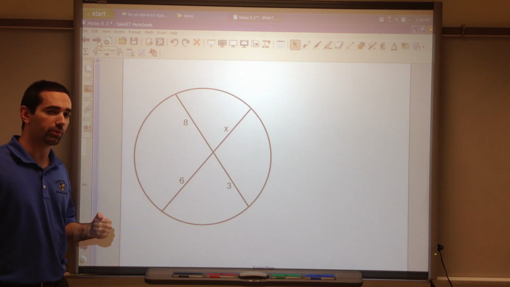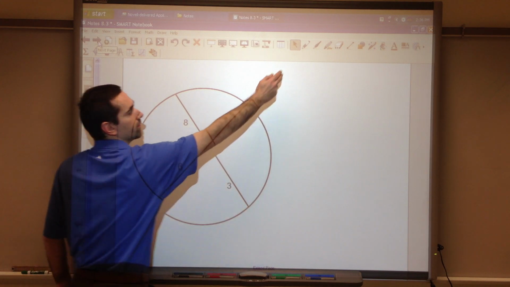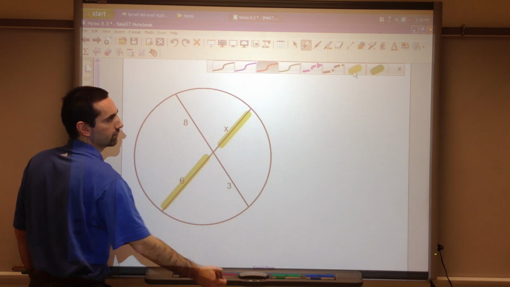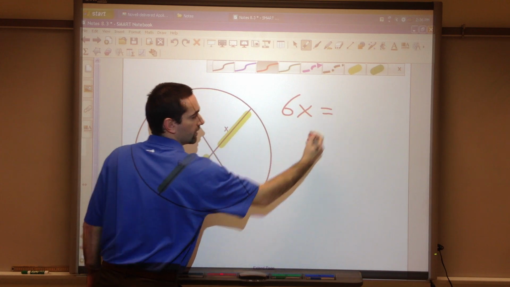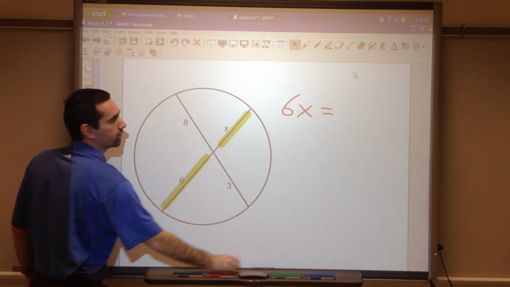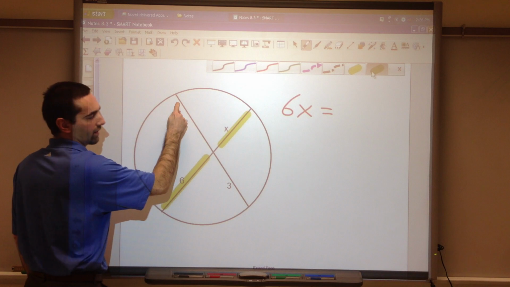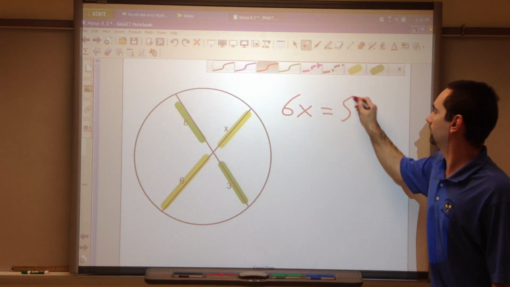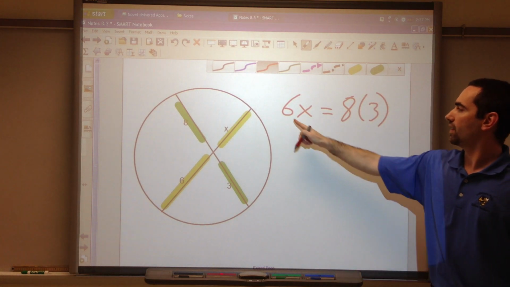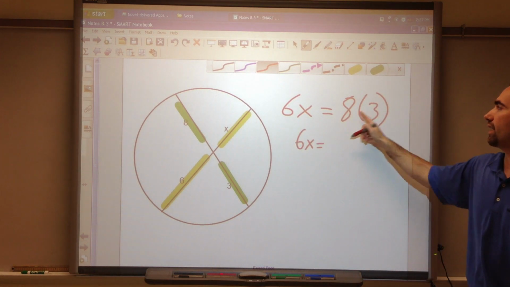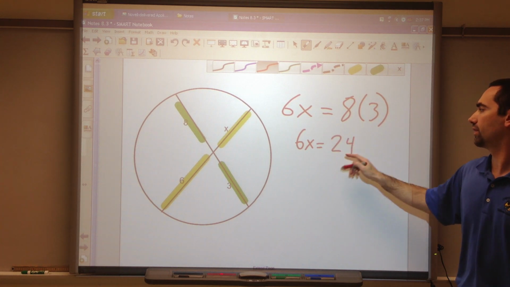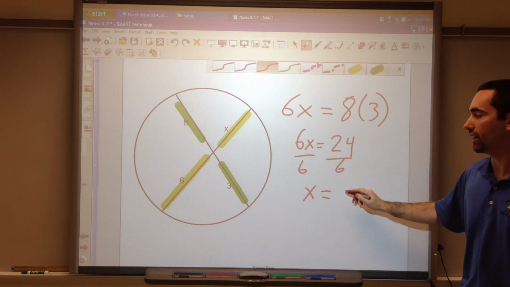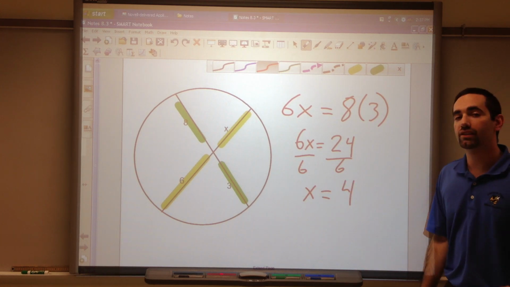So let's look at this example here. So I'm going to take 6 times x, set that equal to 8 times 3. Six x, 8 times 3, divided by 6. 24 divided by 6 is 4. So that's x.